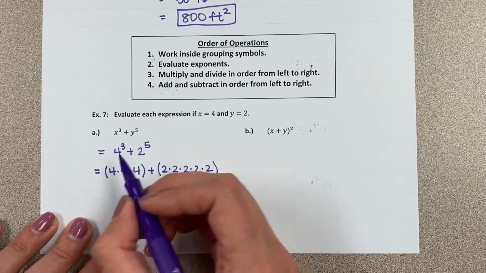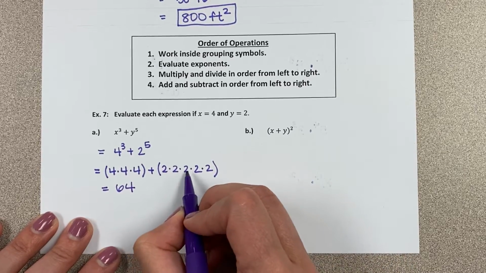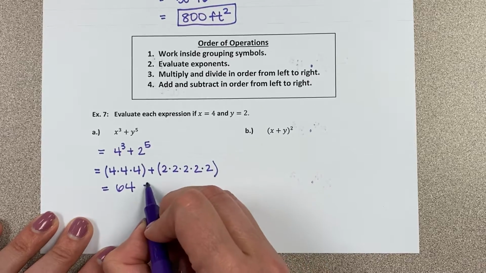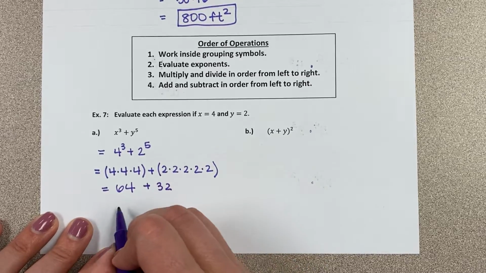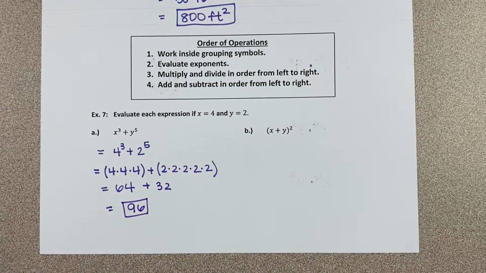4 times 4 times 4 is 64. 2 times 2 times 2 times 2 times 2 is 32. When we add these together, we get 96.